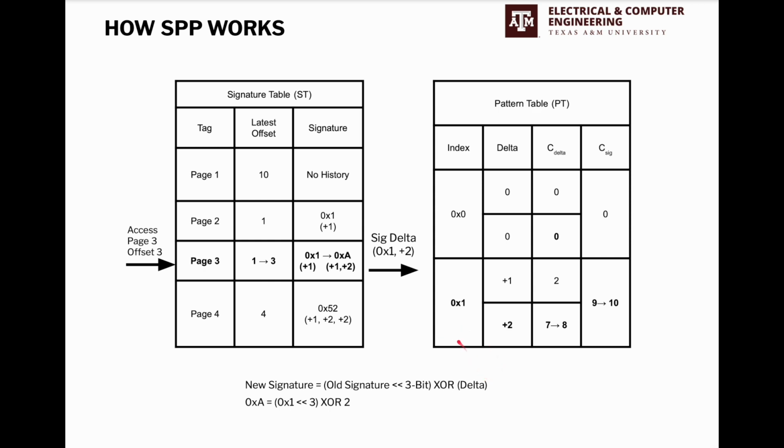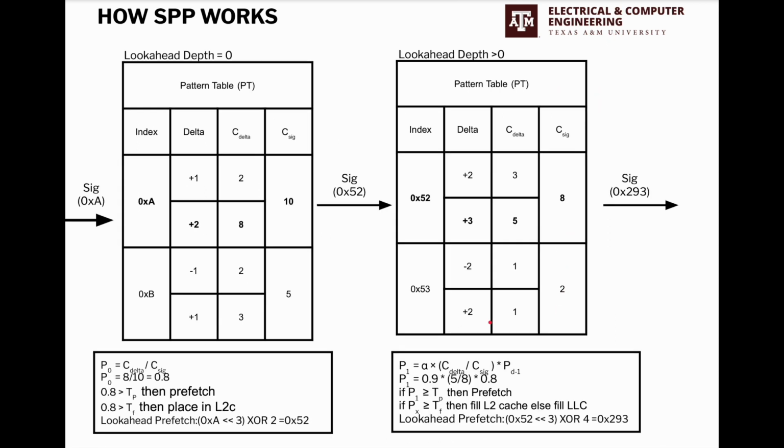So in this case, our index is 0x1, which is the signature, and our offset was plus 2. So we update the C delta from 7 to 8, and the C signature from 9 to 10. We're going to look at how to look ahead.